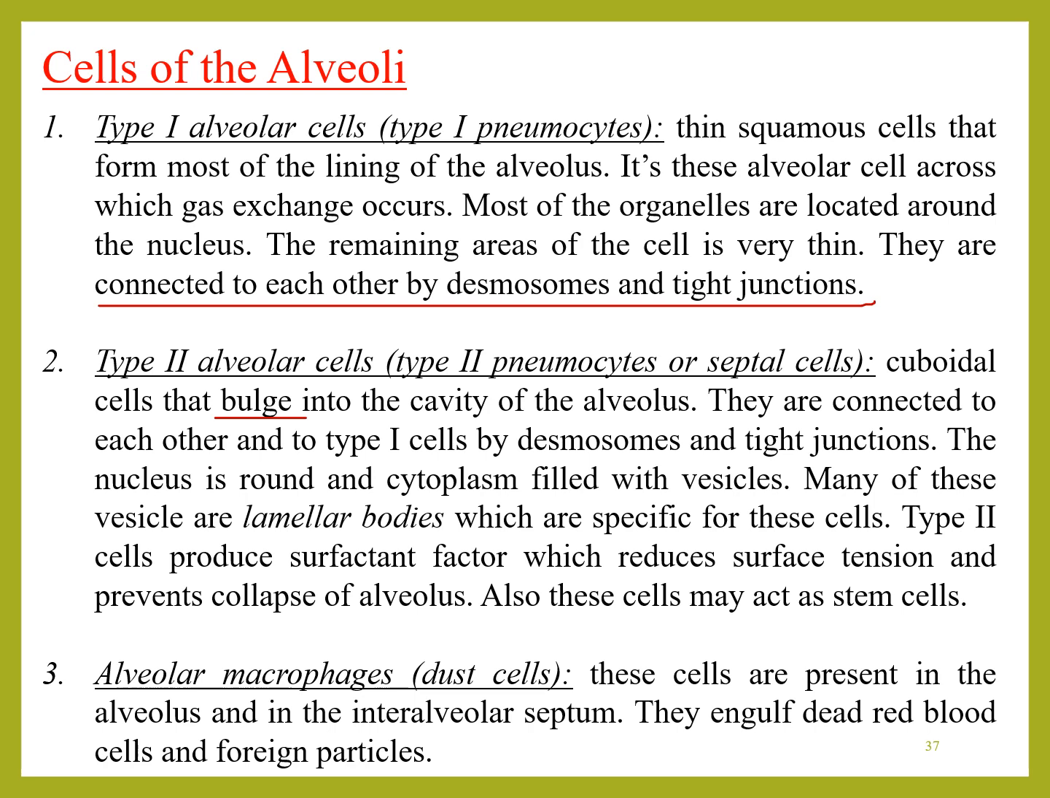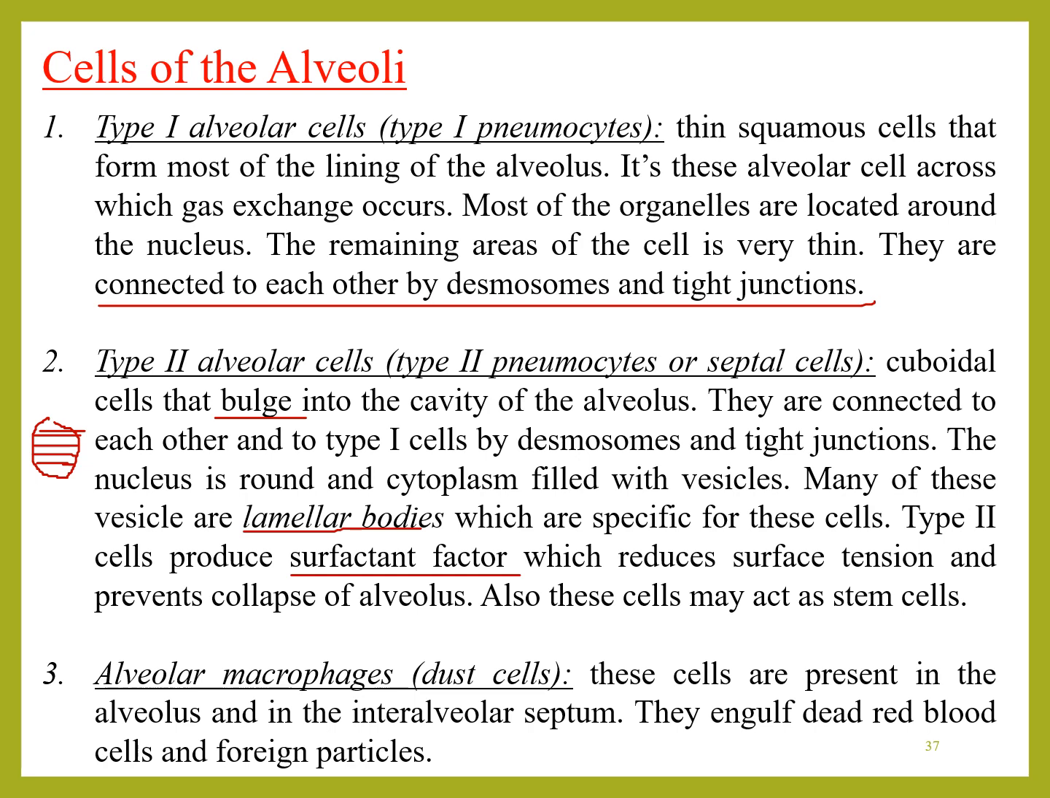When we examine the vesicles under the electron microscope, we will see that they are laminar bodies, which means that they contain several layers, like this. These bodies are specific for these cells. Type 2 cells produce surfactant. This is important, as it reduces the surface tension and prevents collapse of the alveolus. Also, these cells may act as stem cells.